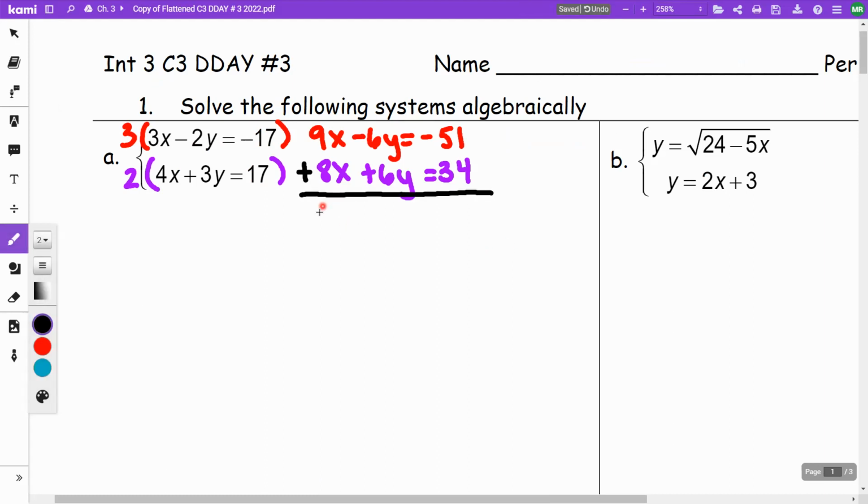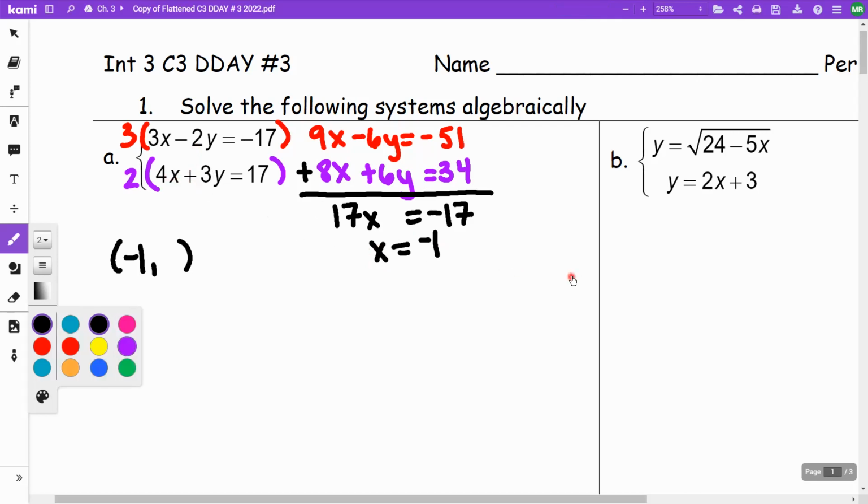And when I do, I'm going to end up having 17x. These are going to cancel out, is equal to, and a negative 51 and a 34 is going to be a negative 17. And so I'm going to get x is equal to negative 1. So I know it's going to be negative 1 comma something. I need to take this x, substitute it into either equation to get my y. So let's say I'm just going to do it to the second equation. It doesn't matter which one.